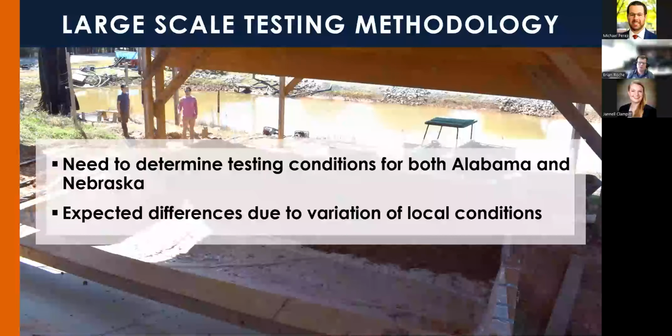Because we did two sets of testing, for Alabama and Nebraska, we had to determine our testing conditions for both. And we expected wide differences due to the variation of local conditions. It rains a heck of a lot more in Alabama normally than it does in Nebraska. So I'll walk through what we did for Nebraska, and we followed the same process to get our flow and sediment introduction rates for Alabama as well.